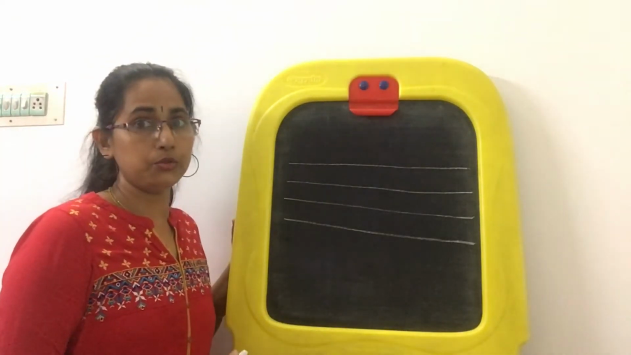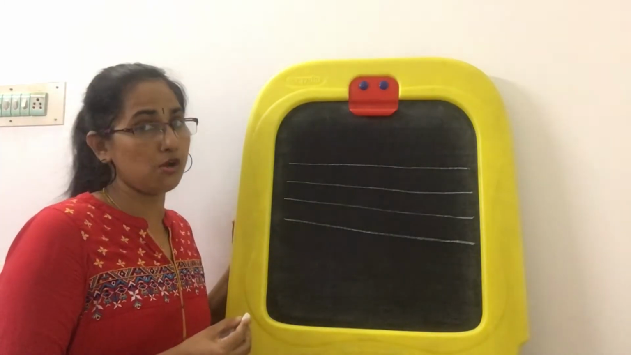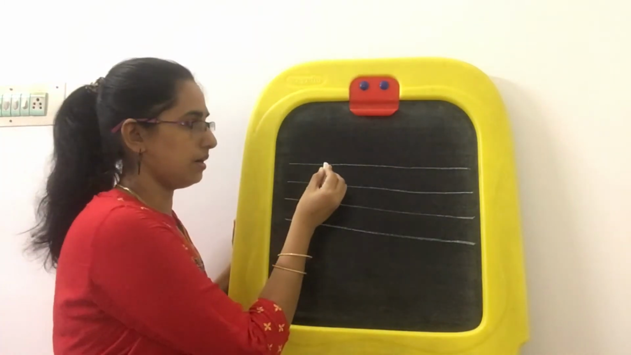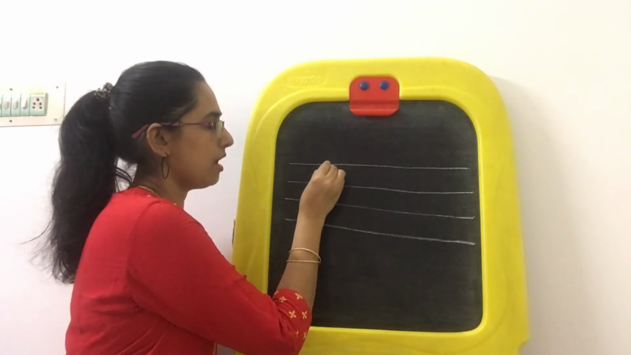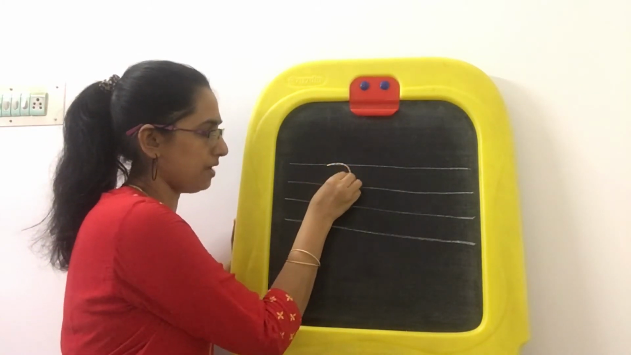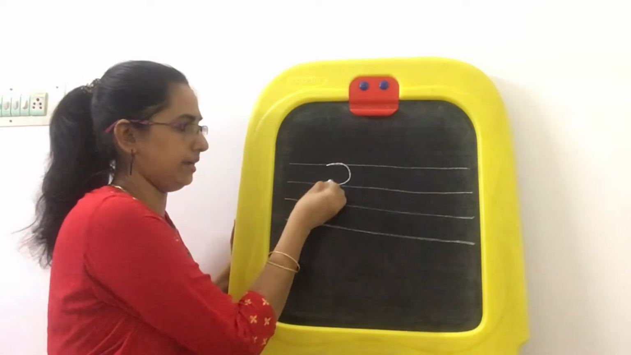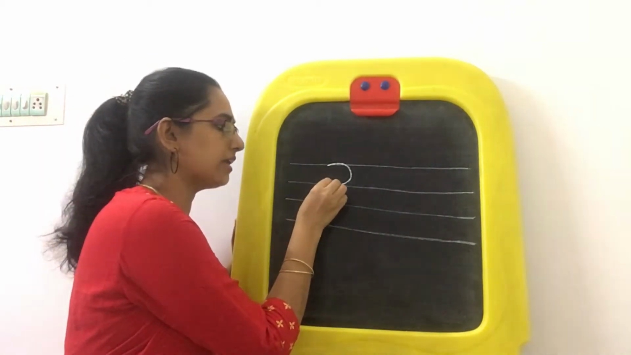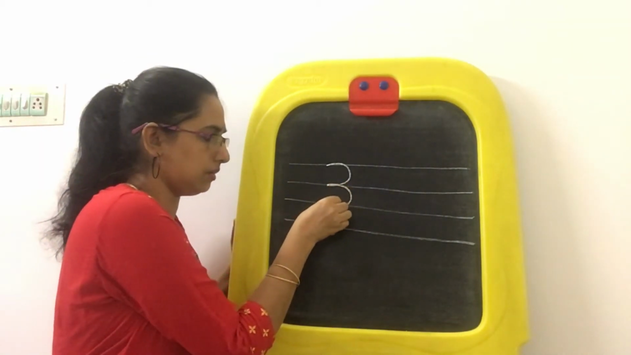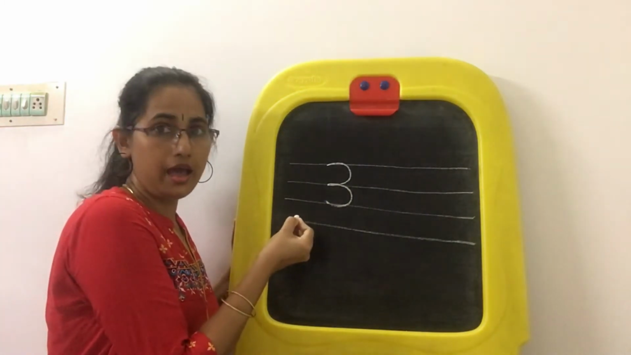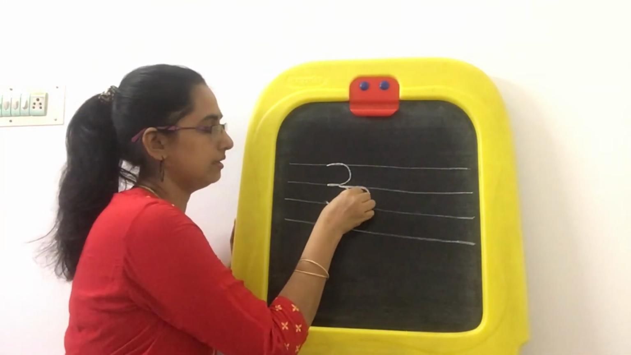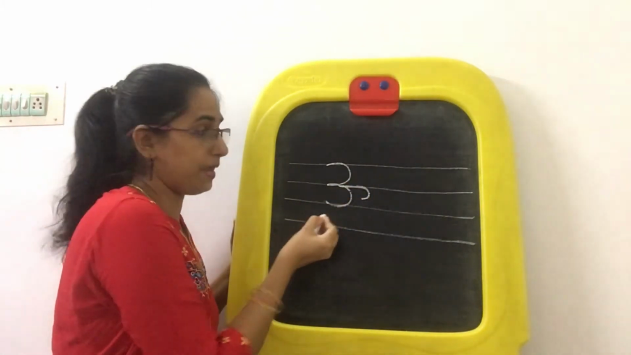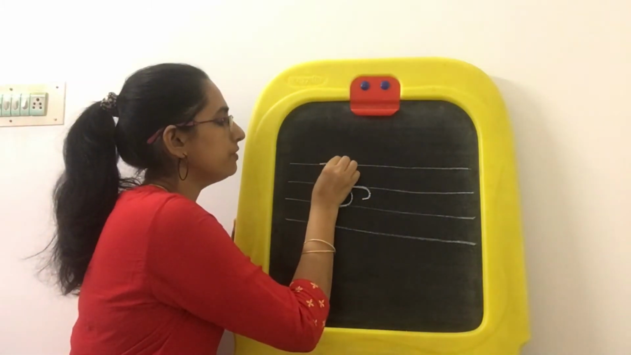Now I will show you how to write U in your 4-rule notebook. See here, 4 lines are there. The first one, a right curve from the first line to the second line, and again a right curve from the second line to the third line, and a small tail and a sleeping line on the first line.